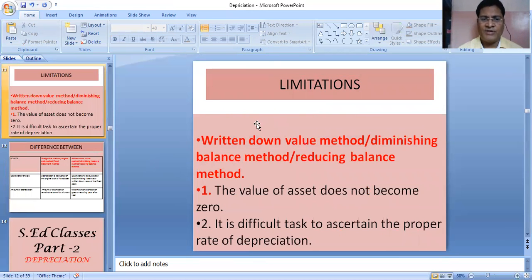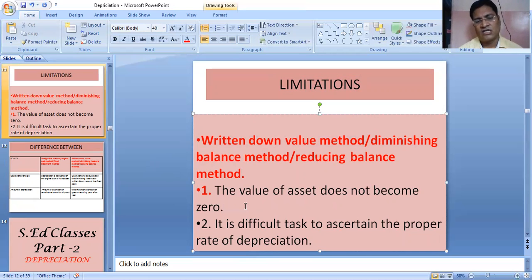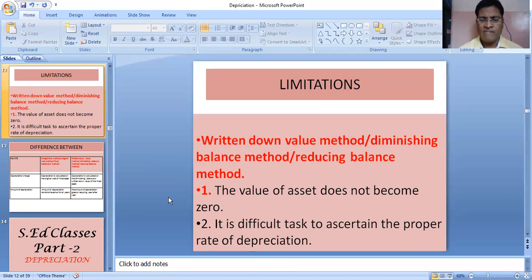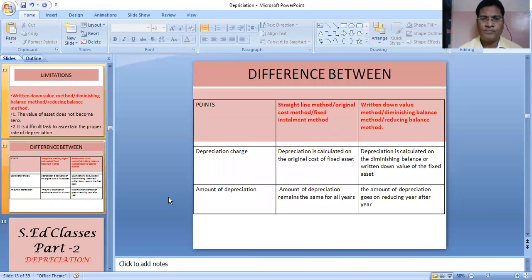Now let's understand the limitations of the diminishing balance method. The value of the asset does not become zero. This is one disadvantage. It goes on reducing, but it will not become zero as such. So the machine is actually no more usable, but the value of the asset is still in the books. Next, it is a difficult task to ascertain the proper rate of depreciation. Whether we will be charging 20%, 10%, 5%, that is very difficult to assess. It depends on your judgment.